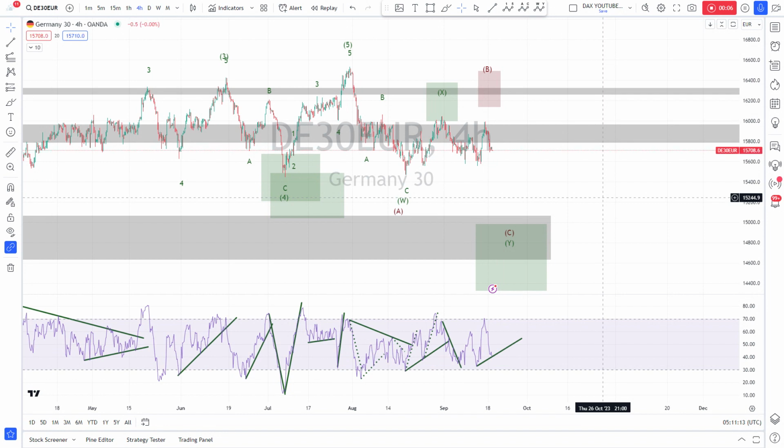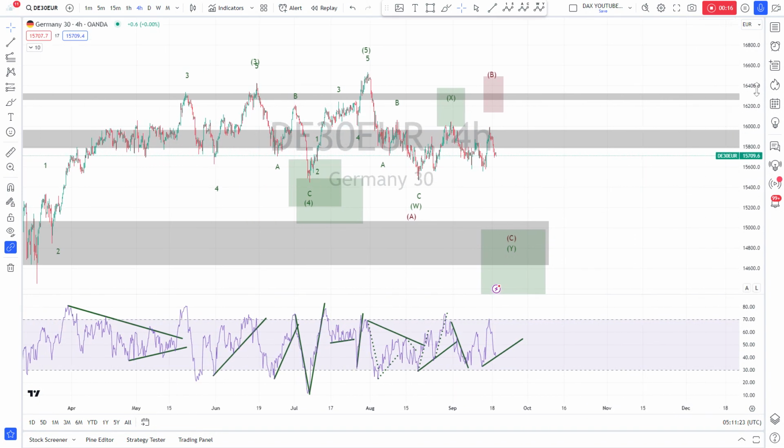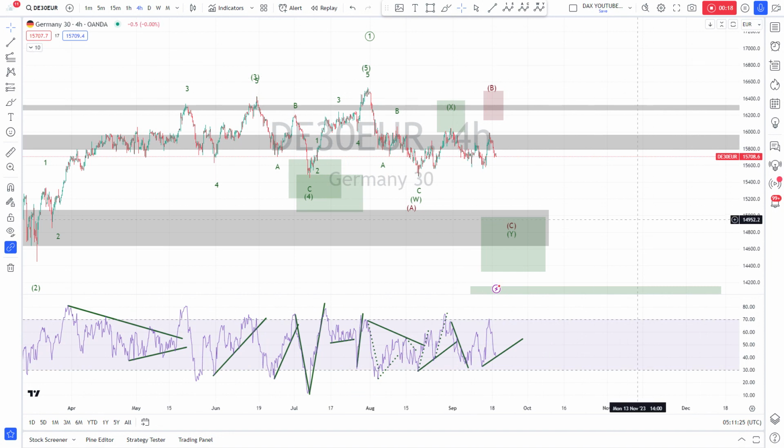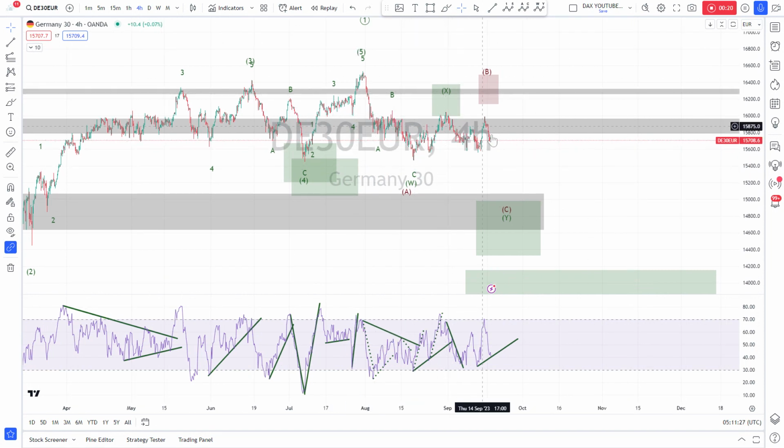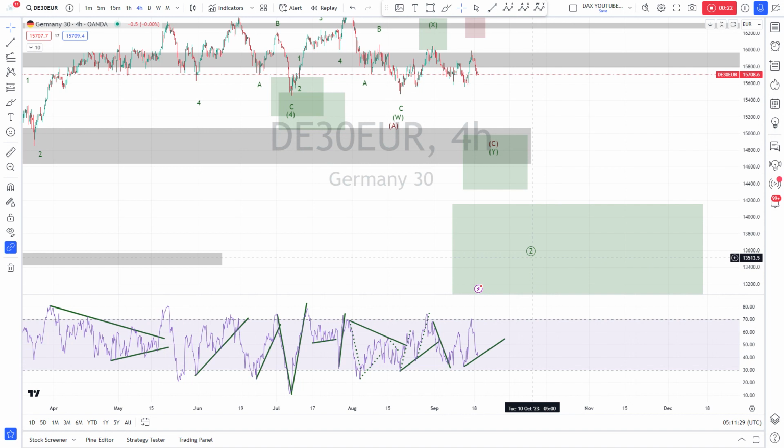Time is around 5:10 GMT, and we will have a look at the DAX futures on the Oanda platform. So here we are looking at the 4-hour chart, and my take on the DAX is that we made a wave 1 high here, and that we are currently working on a correction as a wave 2.